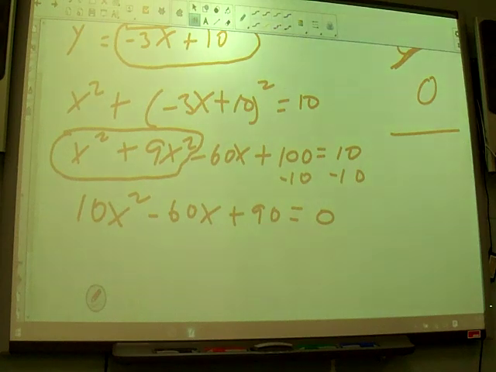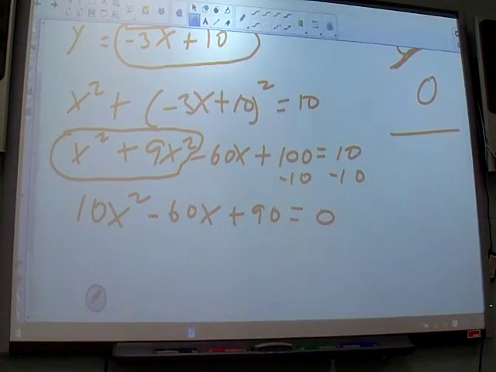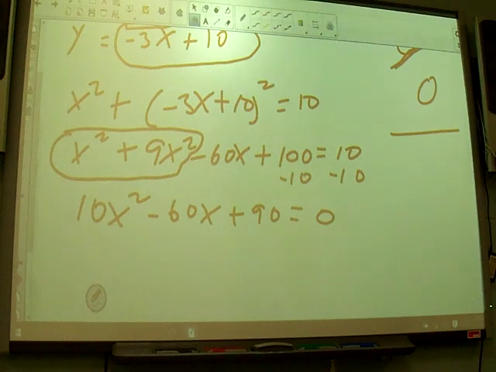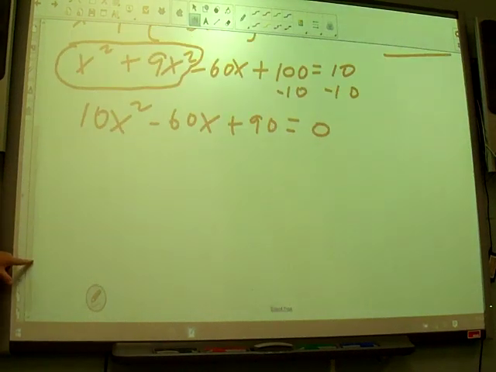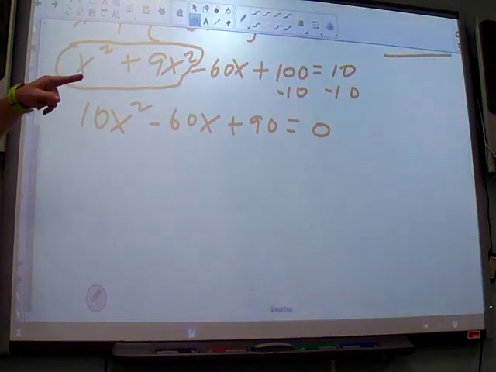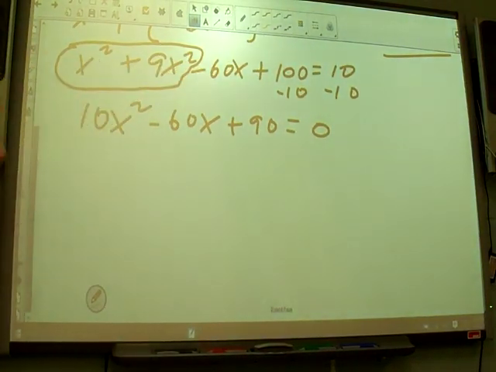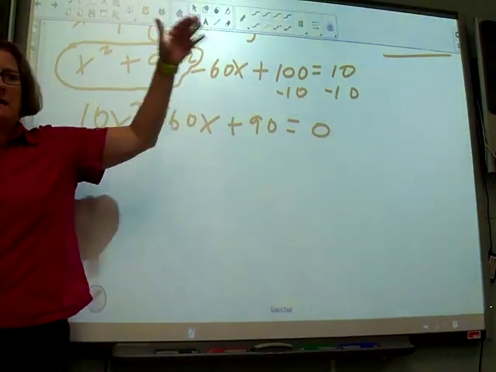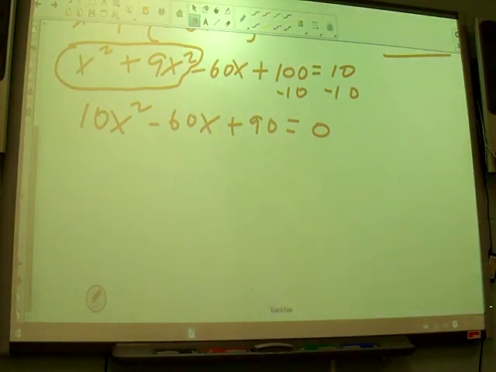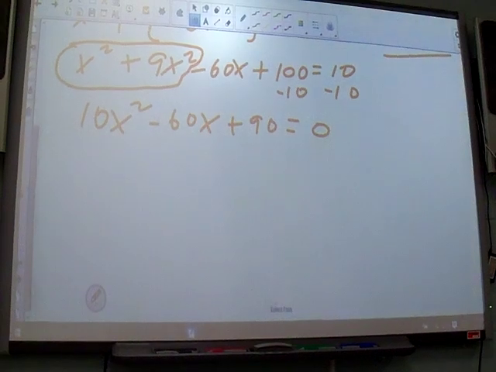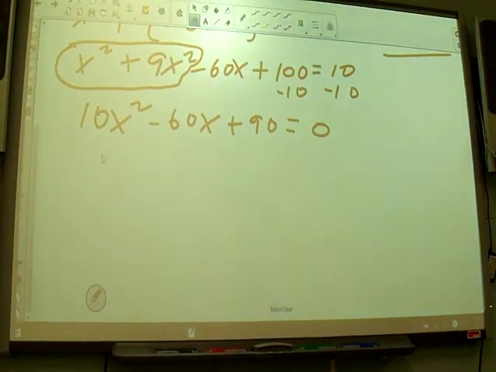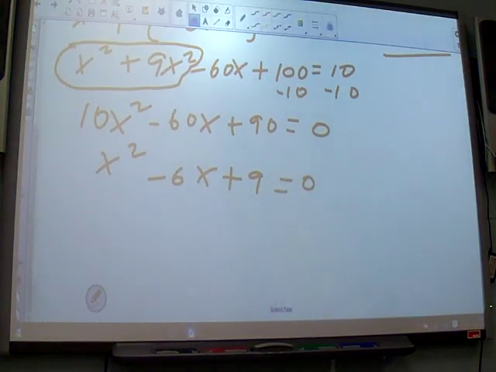Okay, now let me tell you where we are. You could just take that like it is, have an A of 10, a B of negative 60, and a C of 90, and go solve that in the quadratic formula. If I were doing this on my own, I would do exactly what Laney Joe said. I could divide each of these by 10 and get some much more simple numbers to work with. So I'm going to rewrite this as 1x squared minus 6x plus 9 is equal to 0.